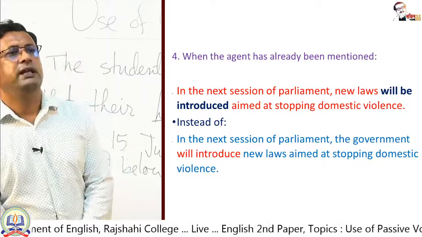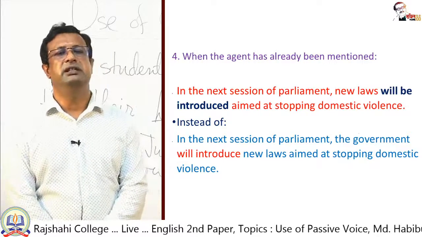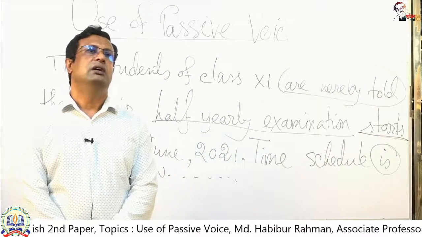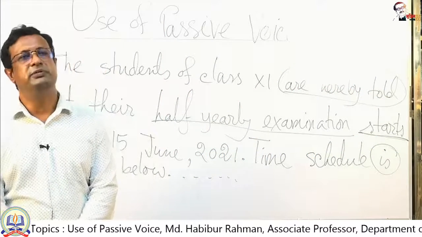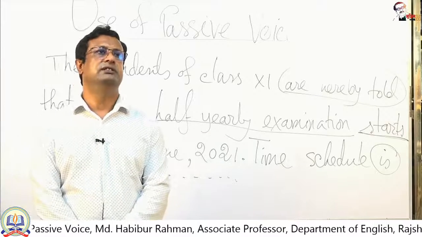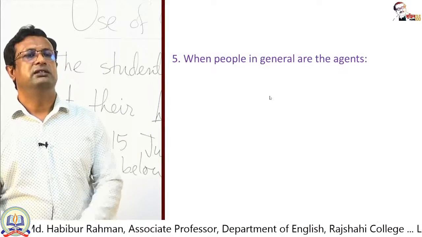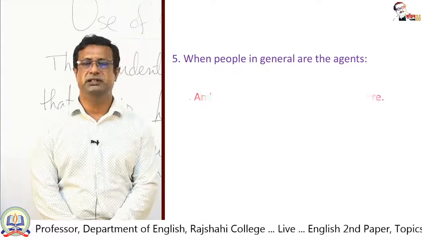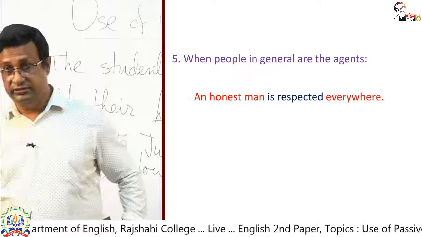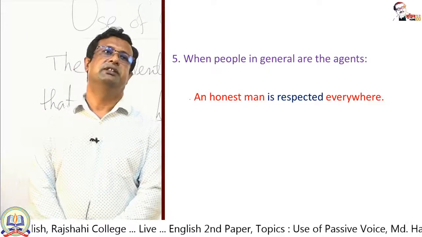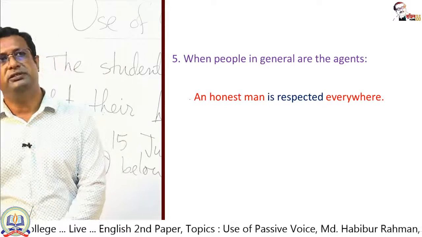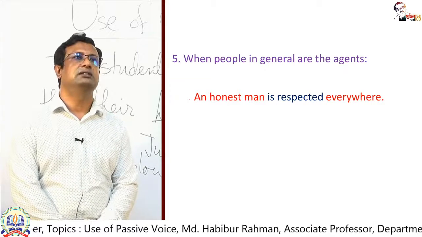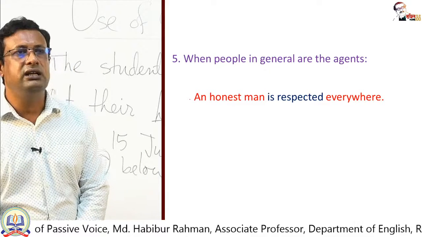Now, another thing: when people in general are agents, that is, every person is related to this, and every person does this or knows this, in such situations we also use passive voice. An honest man is respected everywhere. An honest man, you see, is respected everywhere. Who respects? Every person respects. So every person is the agent here. That is why it is written here, people in general are agents.